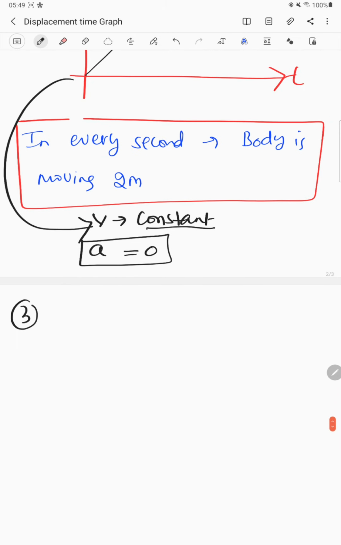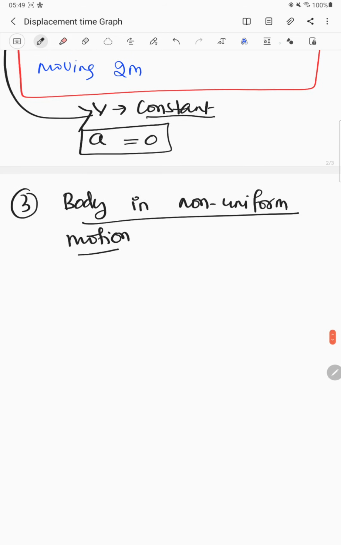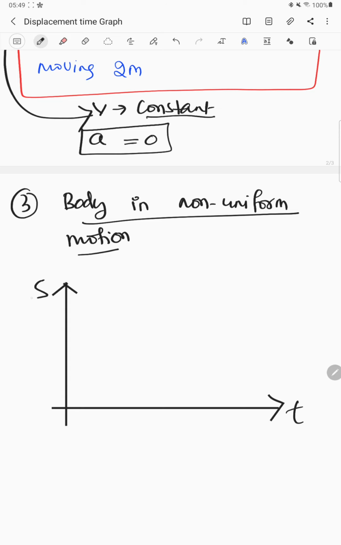Now let us try to understand the third one, that is a body in non-uniform motion. Non-uniform motion means everybody knows it, no? Non-uniform motion means the body covers equal distances in unequal intervals of time, or unequal distances in equal intervals of time. Such a graph will come like this. For example, this is the time axis and this is the displacement axis. So here is time and here is displacement. That graph comes to be like this.